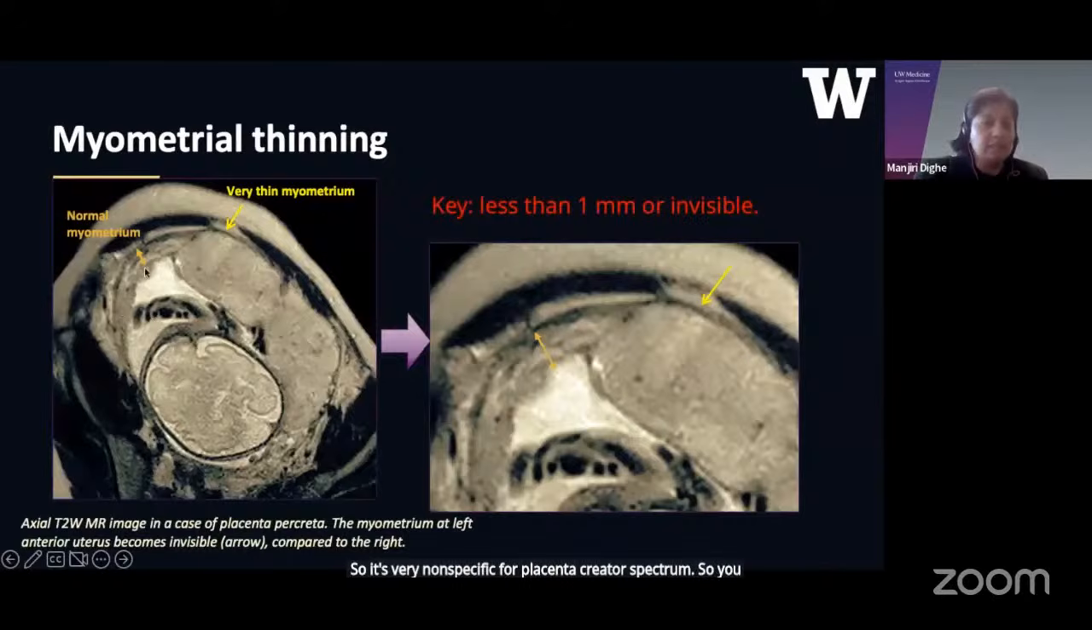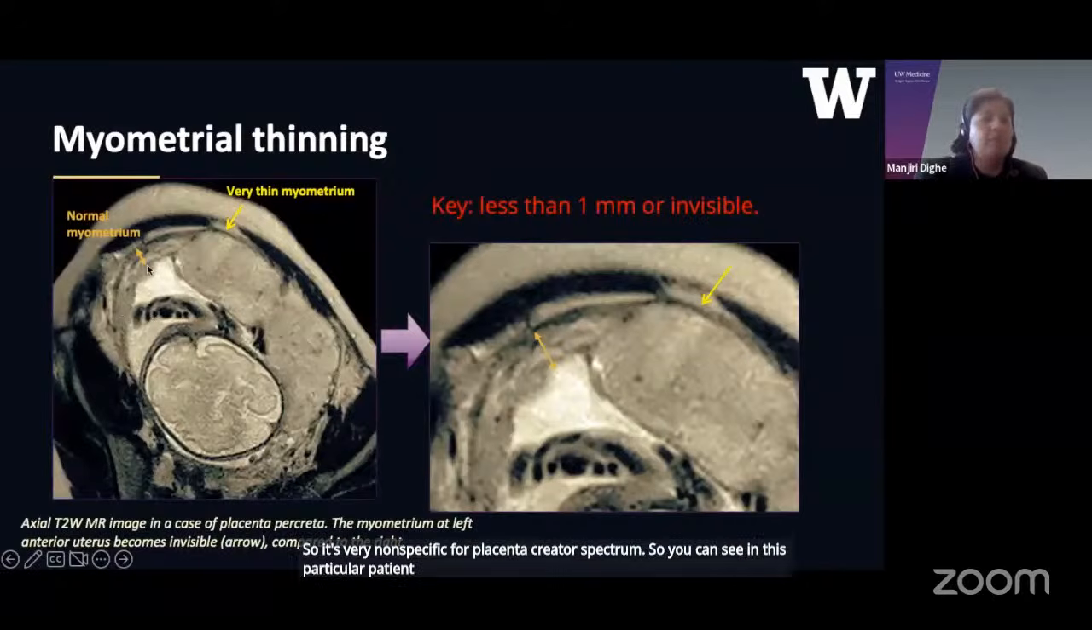So you can see in this particular patient, that looks like the normal myometrium, but then as you get over the placenta, you can see that the myometrium is thinned out.